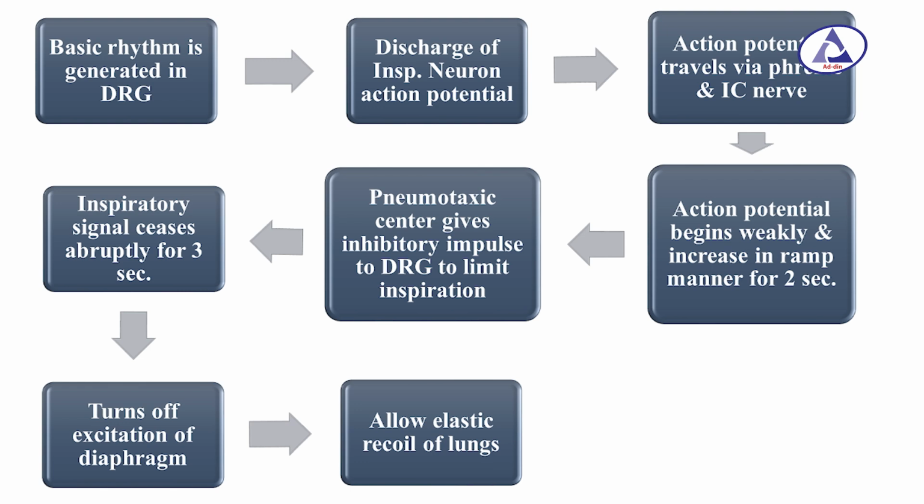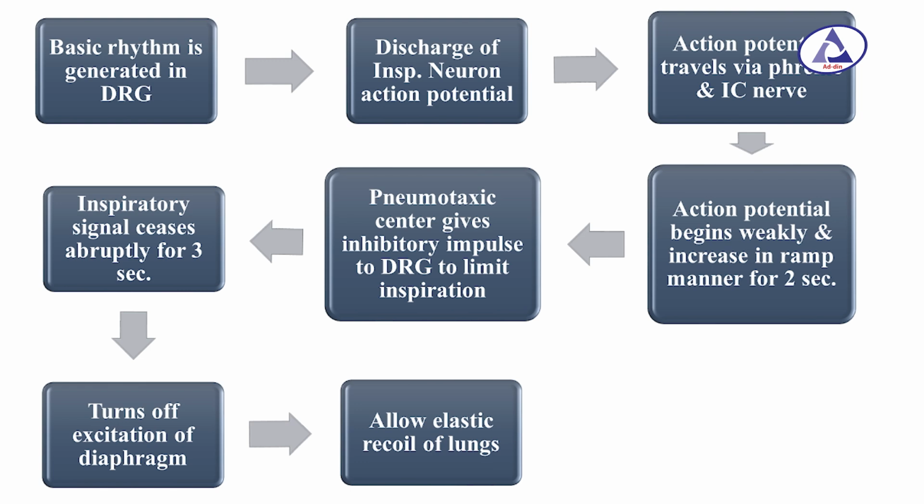Pneumotaxic center will inhibit this. Then what will happen? Then the inspiratory signal ceases abruptly. What does ceases mean? Suddenly it will stop. Why? Because the pneumotaxic center has sent the inhibitory signal to suppress the neurons of the dorsal respiratory group. So the inspiratory signal suddenly ceases for 3 seconds. See, how many seconds was inspiration? 2 seconds. Expiration will now last 3 seconds.